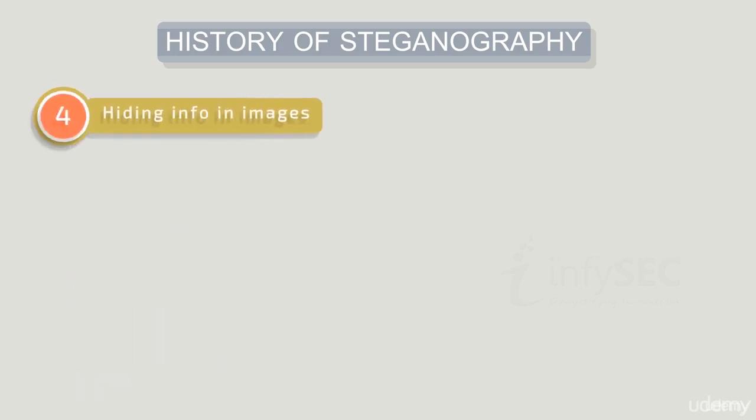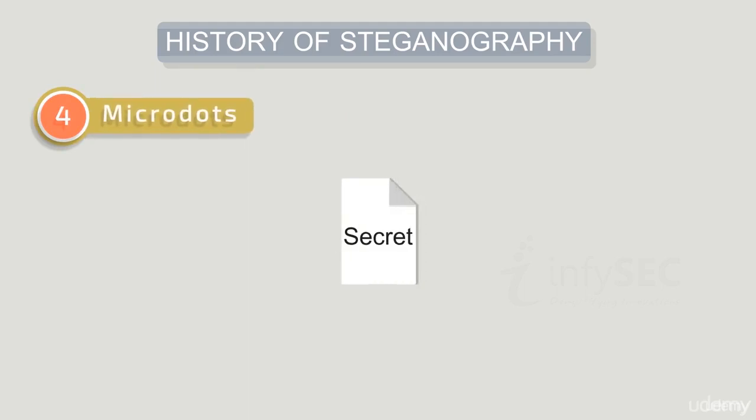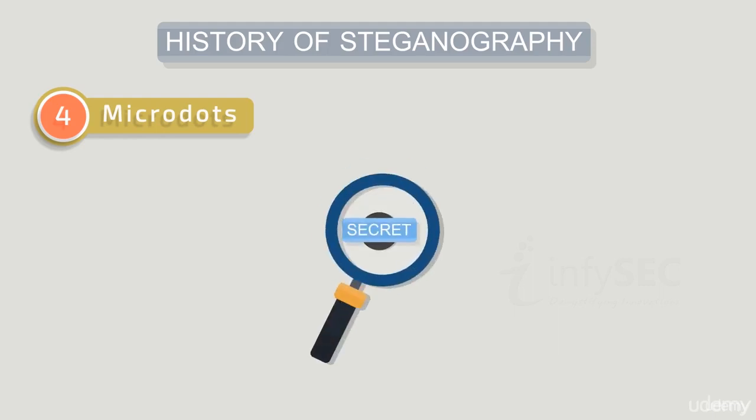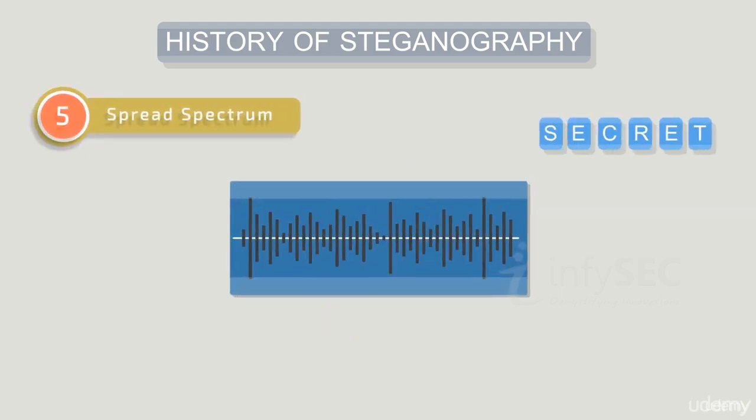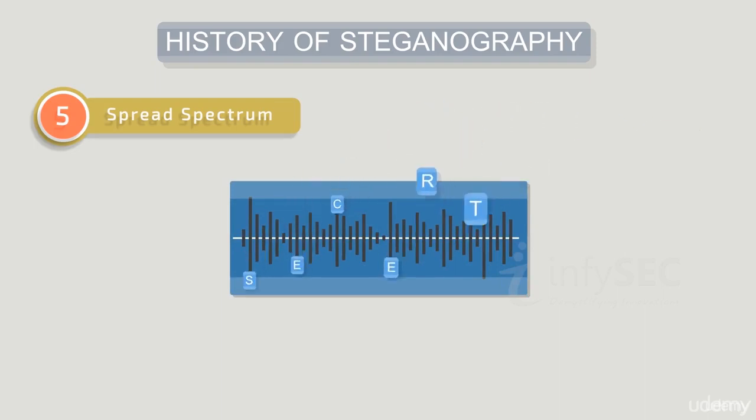Next was hiding information in images. Microdots were used to conceal a message. A microdot is a text or an image which is reduced in size to hide its contents, which are then read using magnifiers. Apart from these, with the help of spread spectrum, the data is divided into small pieces, and it is spread over the frequency channel of an audio file.